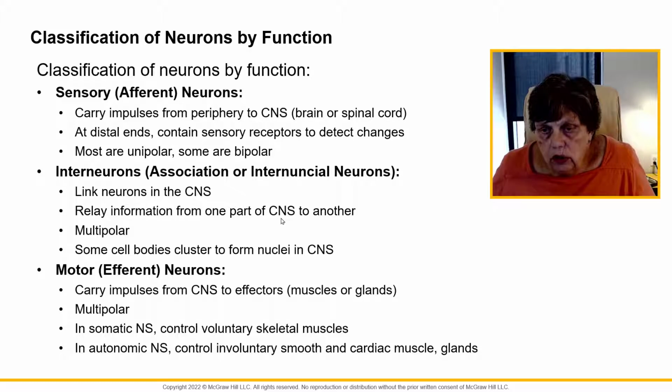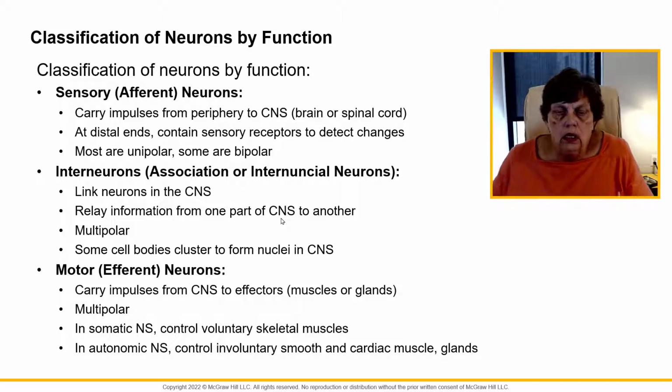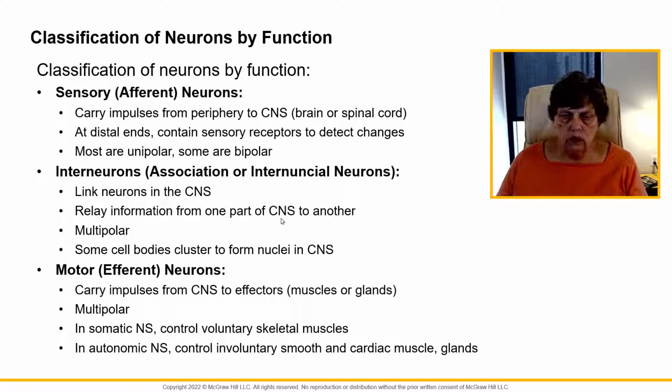The interneurons, these are going to link these neurons. They're going to be the relay stations, if you will. They're going to relay information from one part of the central nervous system to another. So these are going to be the multipolars. Your motor neurons, your efferent, are going to carry the impulses from the central nervous system to either a gland or a muscle or something to do that effect.